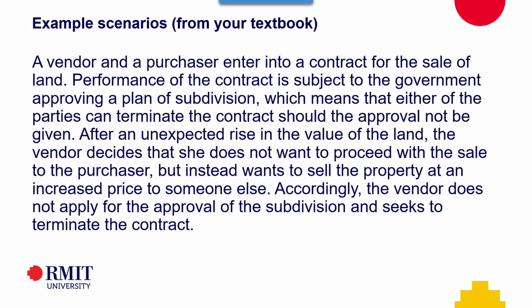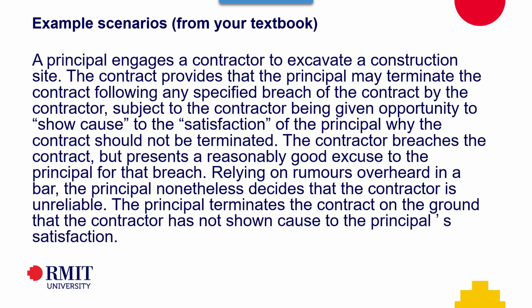So think about some different scenarios. These both come from your textbook. There's one on the next slide as well. A vendor and a purchaser enter into a contract for the sale of land. Performance for the contract is subject to the government approving a plan of subdivision, which means that either of the parties can terminate the contract should the approval be given. After an unexpected rise in the value of land, the vendor decides that she doesn't want to proceed with the sale to the purchaser, but instead wants to sell the property at an increased value to someone else. So she doesn't apply for the approval of subdivision and seeks to terminate the contract. Is that good faith? Is that something that should be prevented by the law?